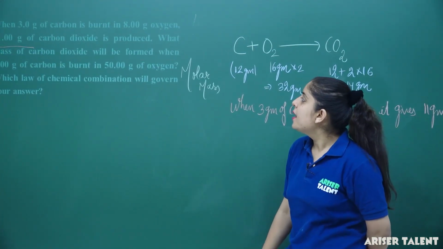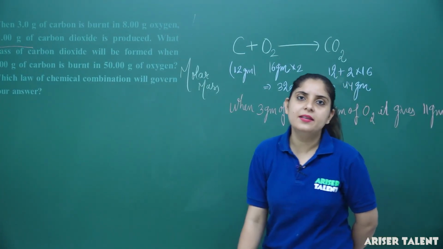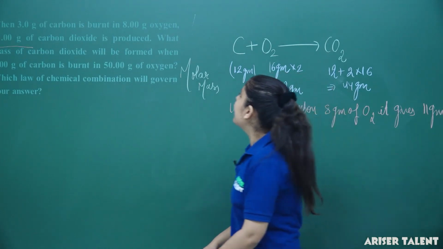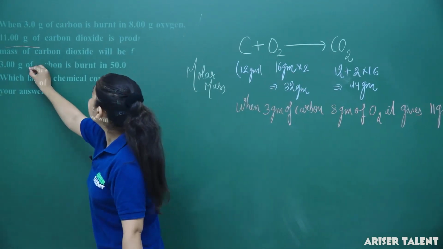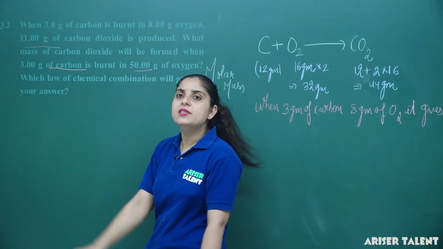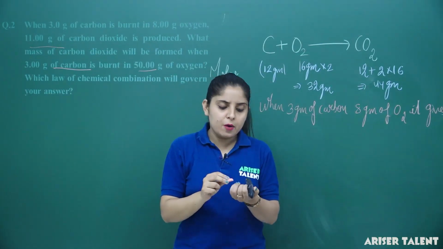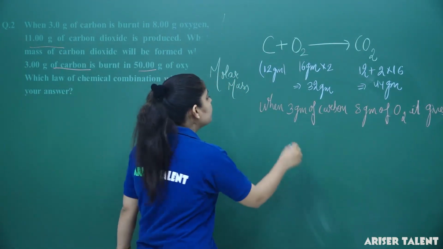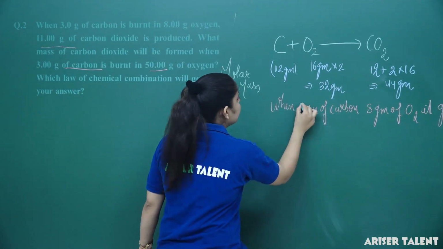Now, what mass of carbon dioxide will be formed when 3 gram of carbon is burnt with 50 gram of oxygen, and which law will govern this answer? So, you have to determine that when 3 gram of carbon and 50 gram of oxygen are burnt, how much carbon dioxide you will get here. So, now you have to find out, this is 8 gram.